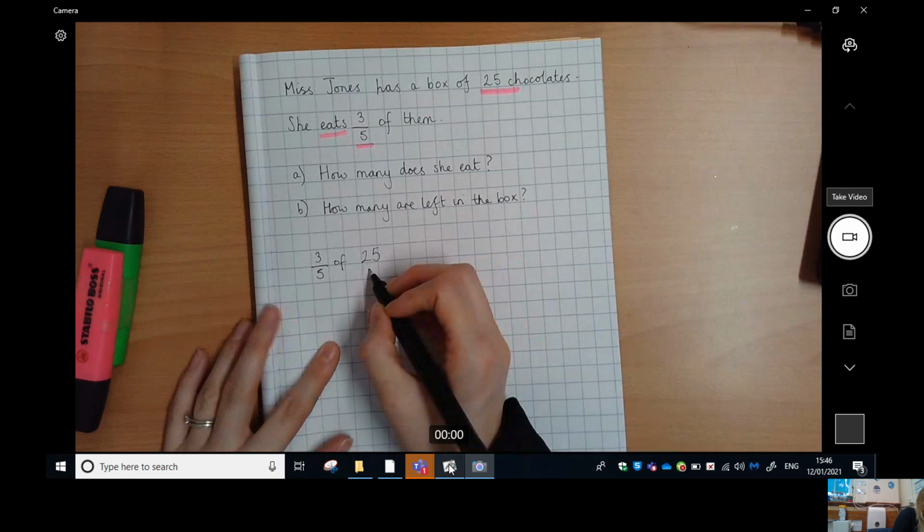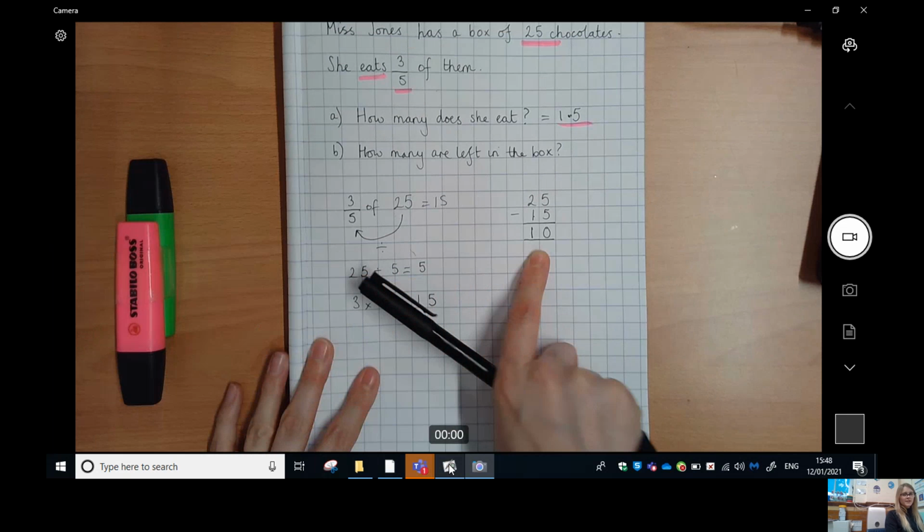5 take away 5 is 0. 2 take away 1 is 1. So there must be 10 chocolates left in the box. Okay, but I'm just going to show you a couple of other ways we could have done that, because if I didn't have the first part, it might be a little bit trickier.